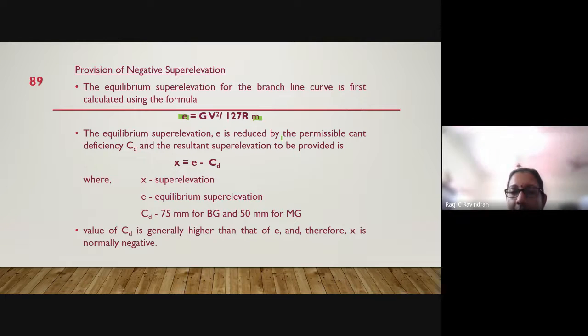Okay, and since we are calculating the negative super elevation, the CD value is generally higher than that of the super elevation, and finally your x, what you are calculating, will be a negative value. So the resultant super elevation will be negative.